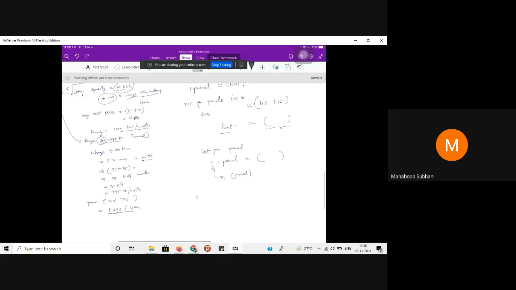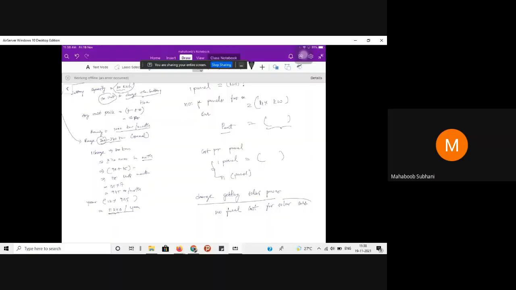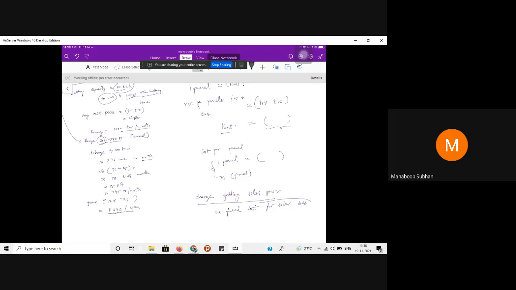Since in the solar car we are not using any power, we are not giving any electricity to charge the vehicle, the charge is getting from solar power, right? So there is no running cost for solar cars. There is zero cost in doing this. The only thing is how many panels we need to incorporate for such capacity. So that's the only task we have.